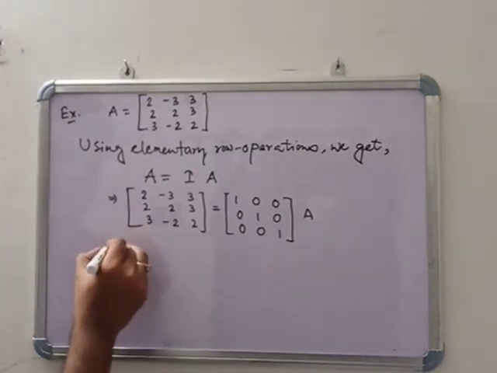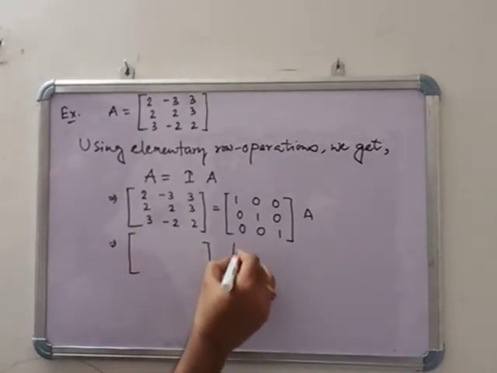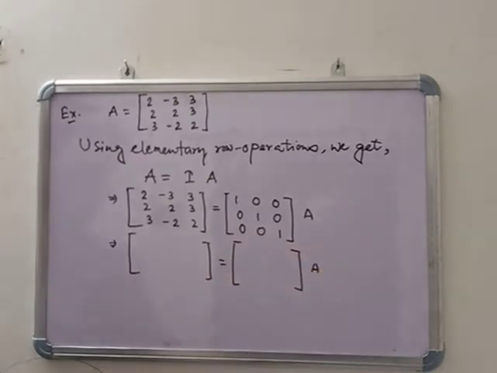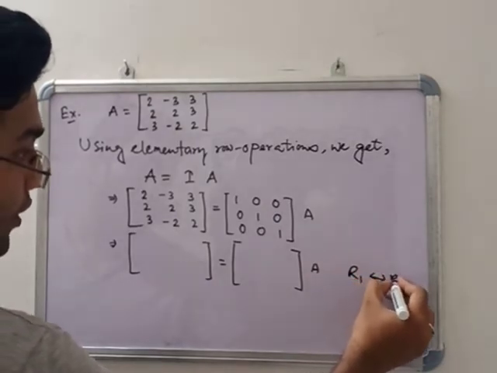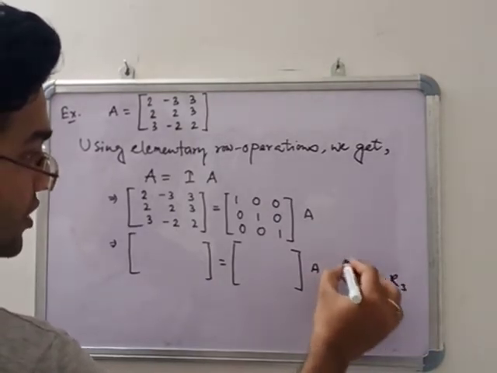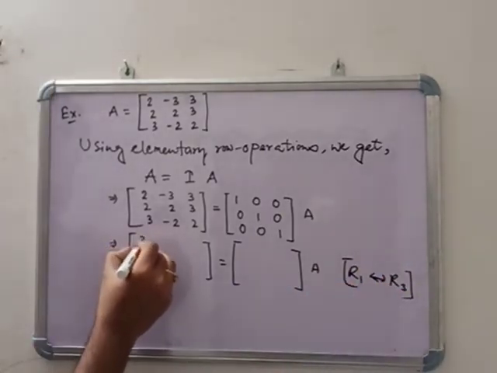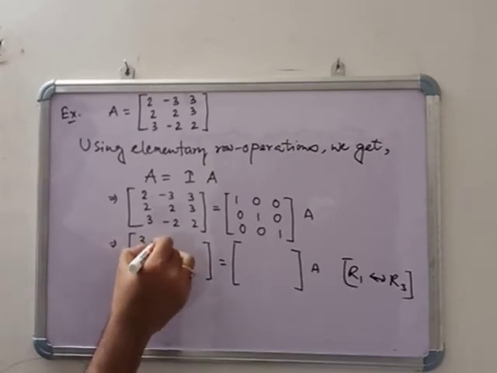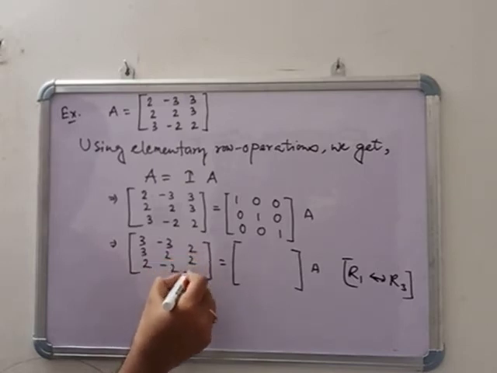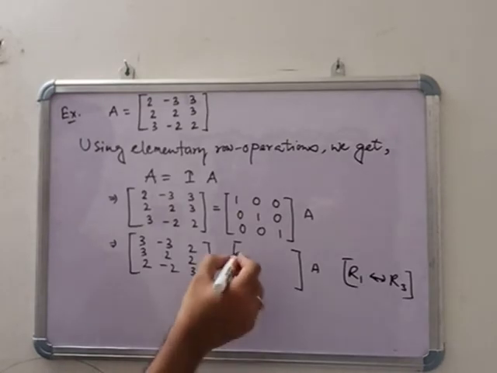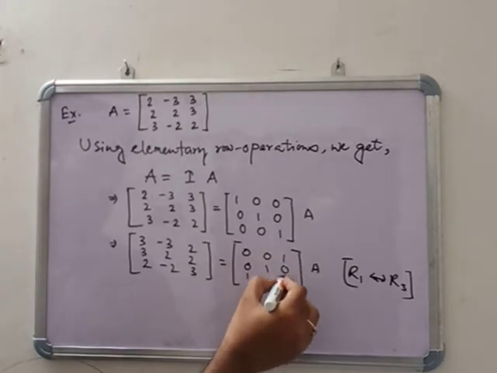Now, first I am interchanging row 1 and row 3. So I am firstly interchanging row 1 and row 3. That means 3, 3, 2, 3, 2 minus 2, 2, 2, 3. And here 0, 0, 1, 0, 1, 0, 1, 0, 0.